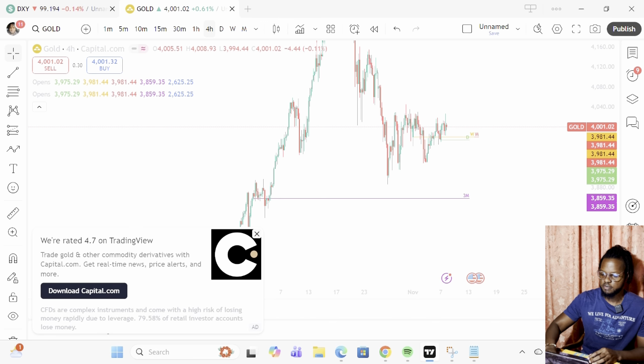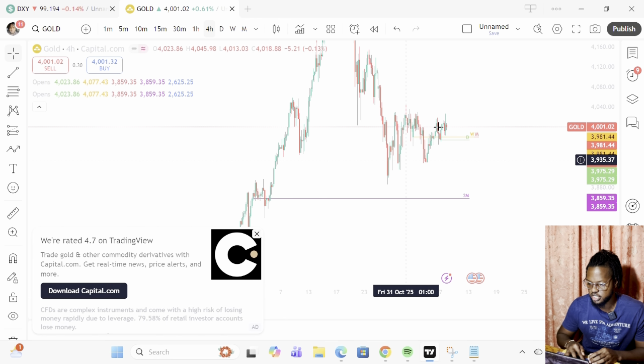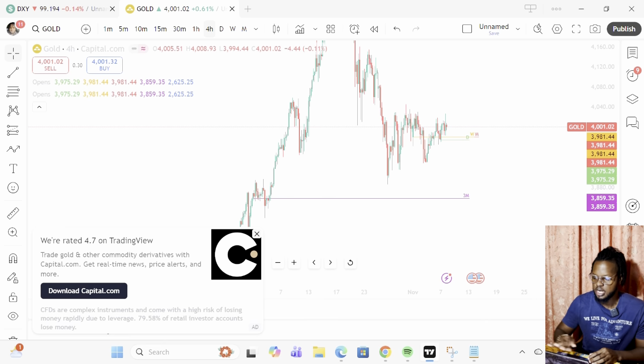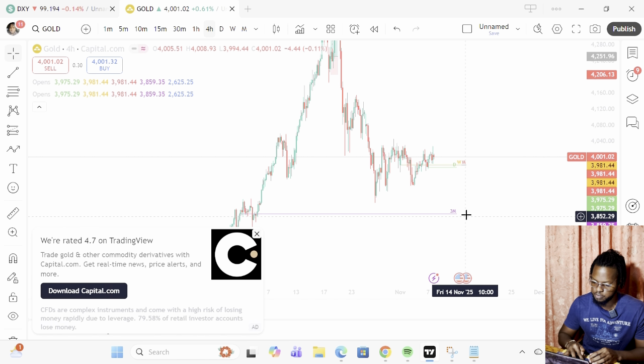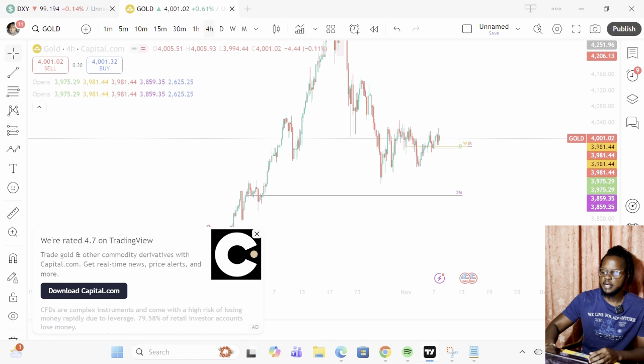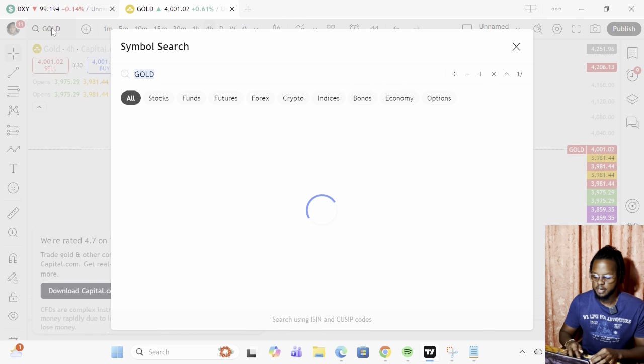Gold is ranging for the first time in a while. Gold is really just not going anywhere. So I think we could have one more push down. I'm favoring one more push down to at least the 3 monthly open, and then maybe the bull run could continue again. But until then, I won't be interested in trading gold.